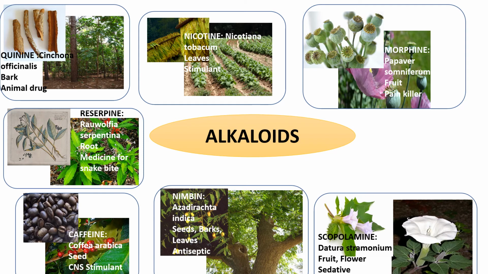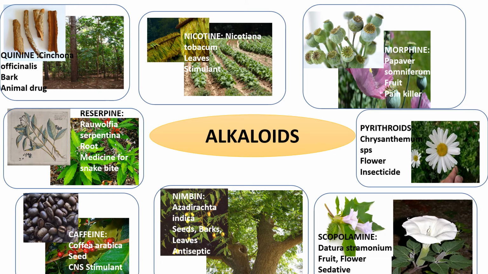Scopolamine. Scientific name is Datura stramonium. Useful parts are fruit and flower. It is used as a sedative. Pyrethroids. Chrysanthemum species are the source of pyrethroids. Flowers are the useful parts and it is used as an insecticide.